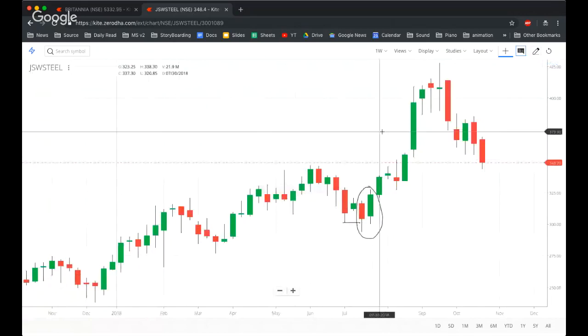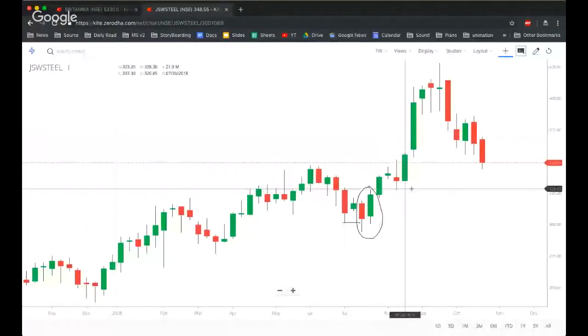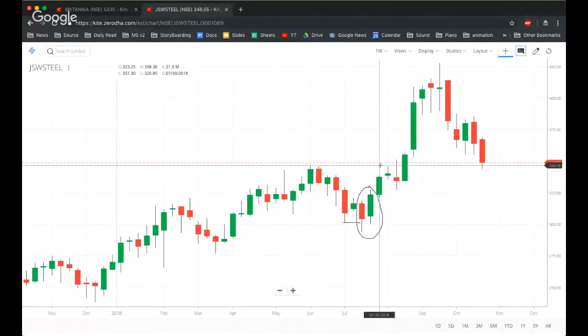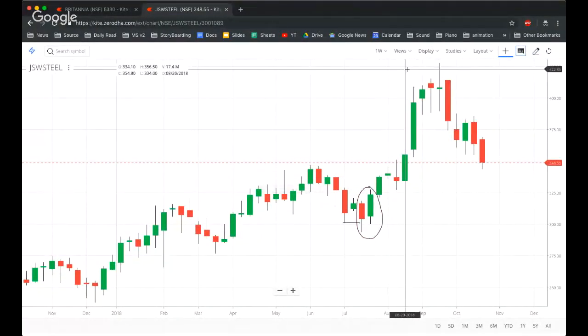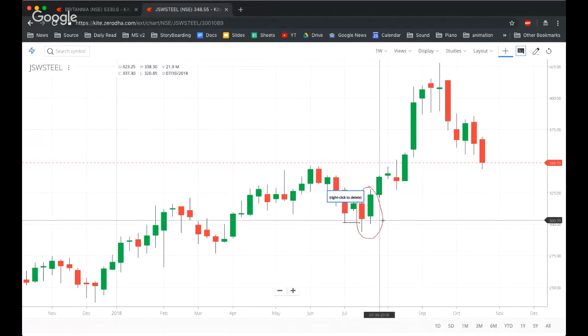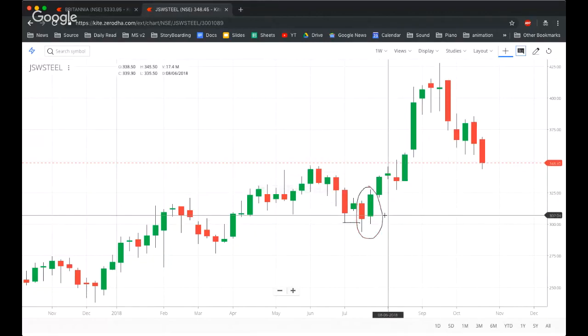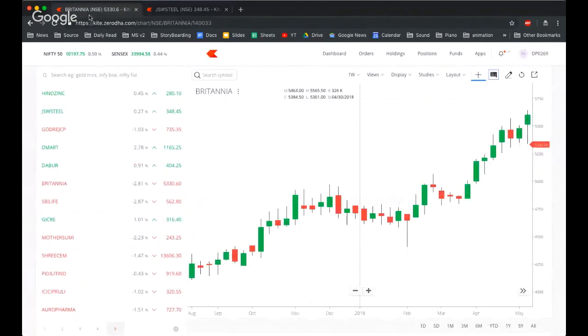Okay, everyone got it? Yes, everyone got it? Now you notice this is a weekly chart, so this is very slow. And you'll also notice that this entry was here at 347. It went all the way to 425. So it's a very good return. But the problem with this is that you need a lot of patience. So this is one of the cons of this thing.